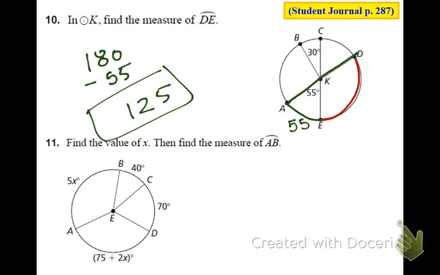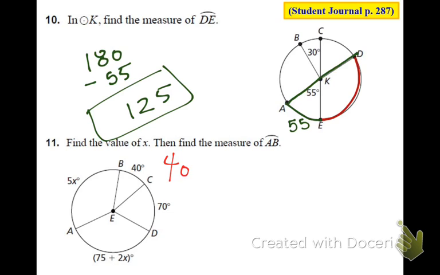All right, number 11, find the value of x. If you notice on this circle, every piece is accounted for. You have 40, 70, 75, plus 2x and 5x. What do you know about all of the arcs in the circle? They add up to 360. So what can I do with those? You can add them all and set them equal to 360.